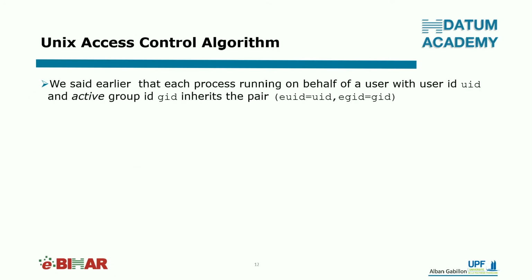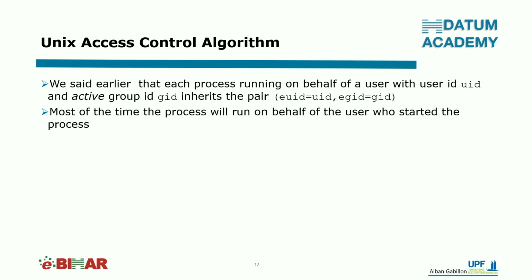So we said earlier that each process running on behalf of a user with user ID UID and active group ID GID will have its protection domain equal to the pair UID GID. It's true that most of the time the process will run on behalf of the user who created the process.